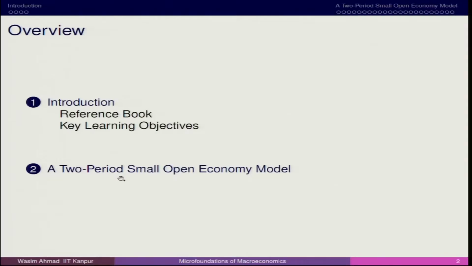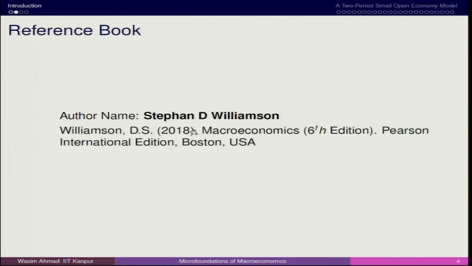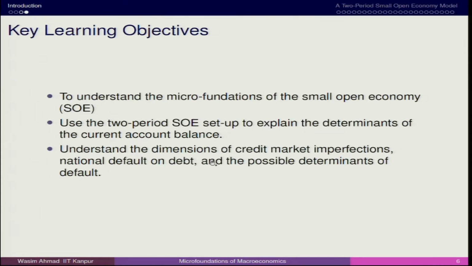The reference for this particular session will remain the same, Stephen D. Williamson, and I am referring to chapter 16 of this book. If you want, you can also refer to it, and the objective will remain the same. In the last session we ended up where we were trying to set up the 2 period SOE model, a small open economy model, and then we will be moving to credit market imperfections and how they impact the debt market, right.